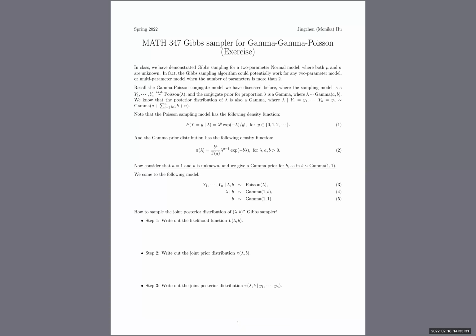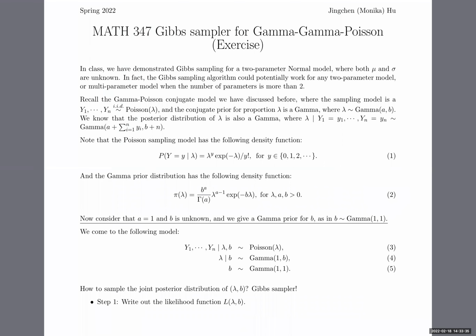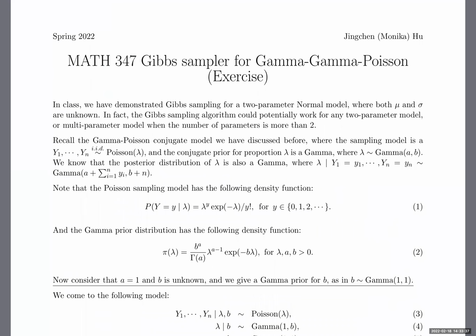So the last part is I posted a derivation exercise on Moodle. It is kind of, let me see, I think it's this one. Yeah, it's a PDF, and it's a Gibbs sampler derivation exercise for what I call Gamma-Gamma-Poisson. So bear with me. It is nothing too complicated than what we have seen before, but this can be a really great exercise for us to really understand how a Gibbs sampler can be derived in the first place.